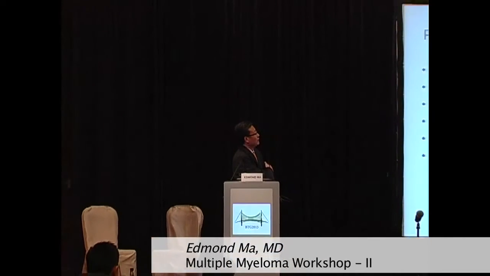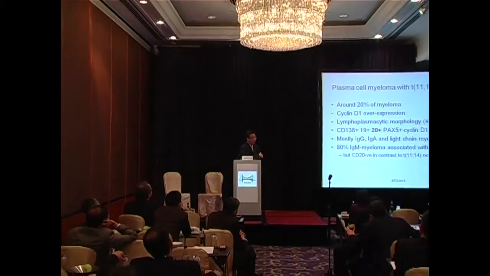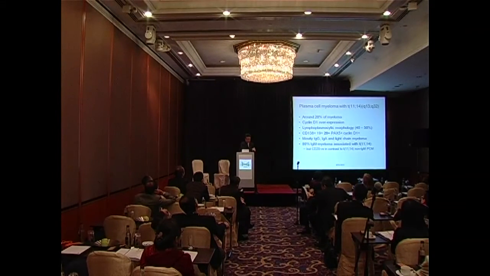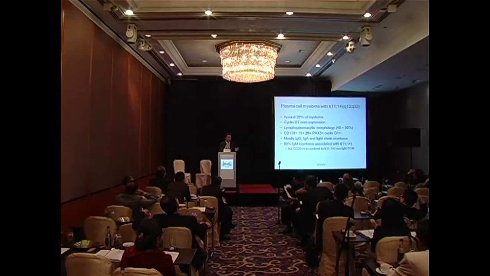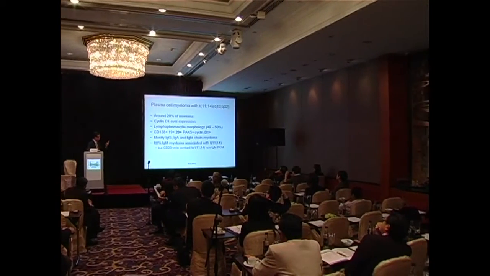If you are talking about these small lymphocytes and lymphoplasmacytic cells, okay, so I'm thinking, is this IgG, another IgG myeloma with translocation 11;14? So what is translocation 11;14 myeloma? In fact, it accounts for one fifth of myeloma. It typically shows cyclin D1 overexpression and has a lymphoplasmacytic morphology, so sometimes rendering the distinction from lymphoma quite difficult.